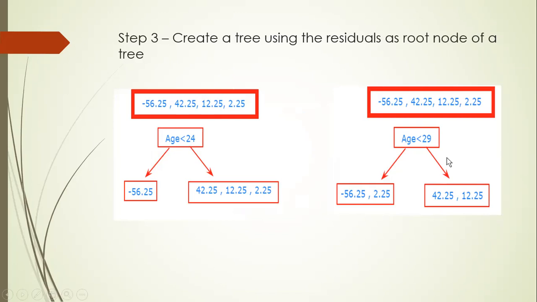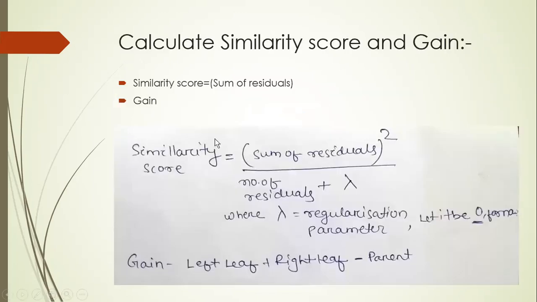Then there is something called similarity score and gain. Okay. The similarity score formula is the sum of residuals whole square divided by the number of residuals plus lambda. It is also called a regularization parameter. I'll tell you what that is. For now, let's take it as 0. And the gain is the left leaf plus the right leaf minus the parent.